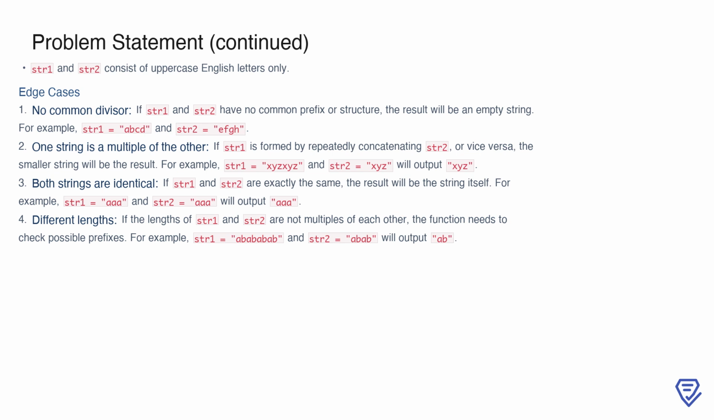If one string is formed by repeatedly concatenating the other, the smaller string will be the result. For example, if str1 is xyz and str2 is xyz, the output will be xyz. If both strings are identical, the result will simply be the string itself. For instance, if both are AAA, the output is AAA. Finally, when the lengths of the strings are not multiples of each other, the function must evaluate possible prefixes. For example, with str1 as ababab and str2 as abab, the result is ab.